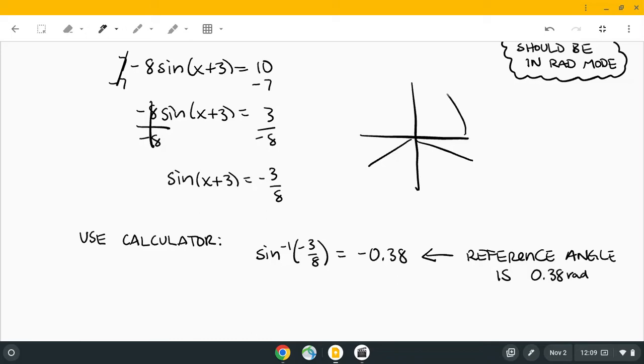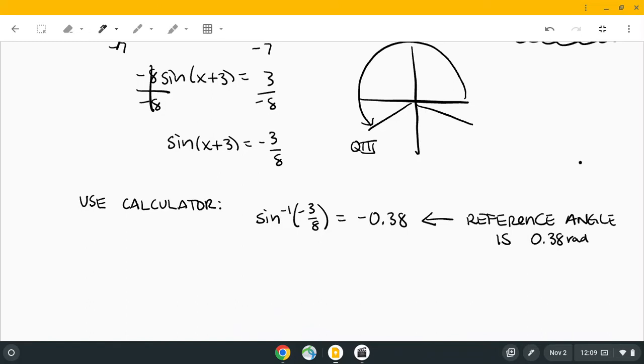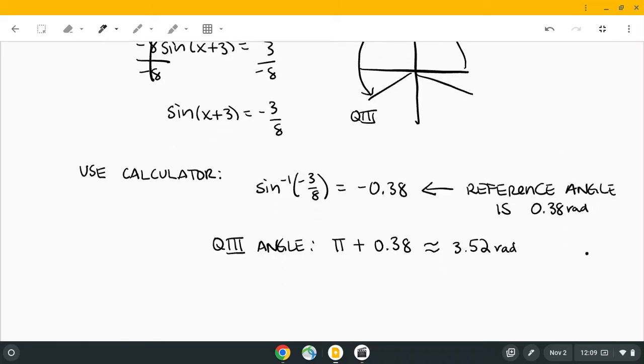So if I want this angle here, this is the quadrant 3 angle. So for my quadrant 3 angle, I'm going to do pi plus the reference angle, which is 0.38. Here I get roughly 3.52. Again, radians, you don't have to put the rad. All right. For the quadrant 4 angle.